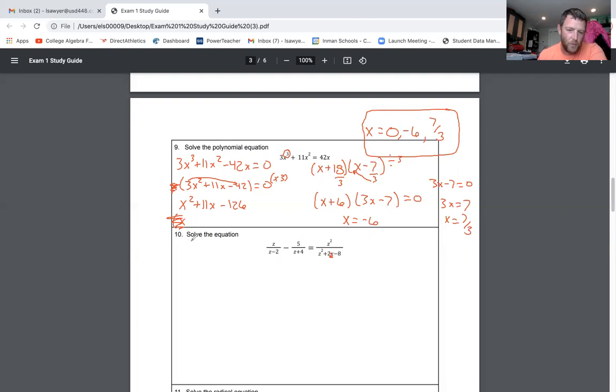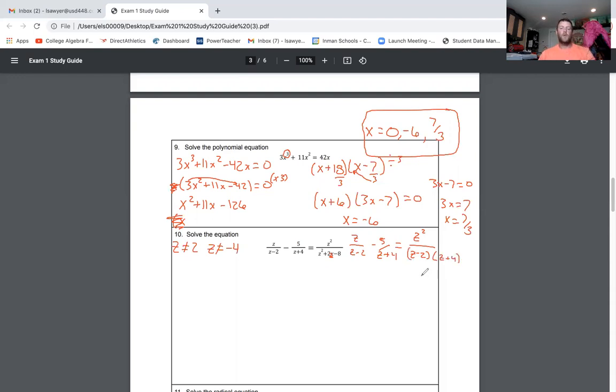Anytime you have this, you need to mark what z cannot equal right off the bat. So z cannot equal 2, and z cannot equal -4, because you can't have 0 in the bottom. Notice that the denominator is the same as z plus 4 times z minus 2. So if I rewrite, it's z over z minus 2, minus 5 over z plus 4, is equal to z squared over z minus 2, z plus 4.